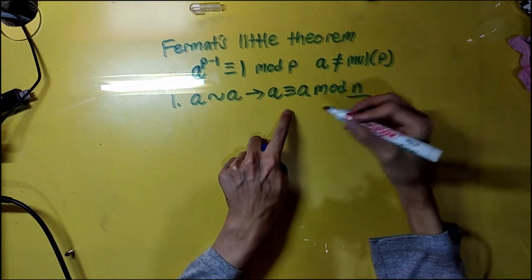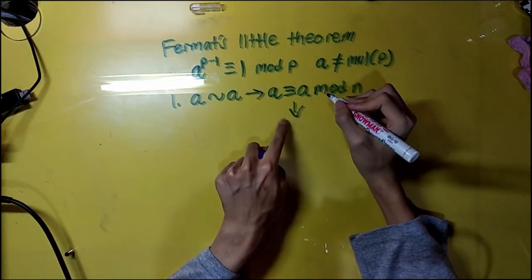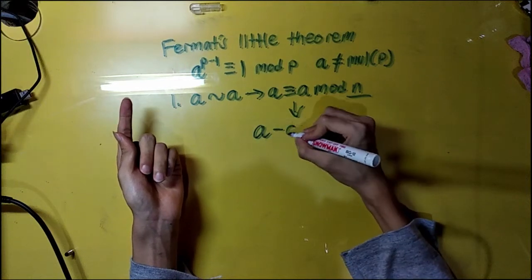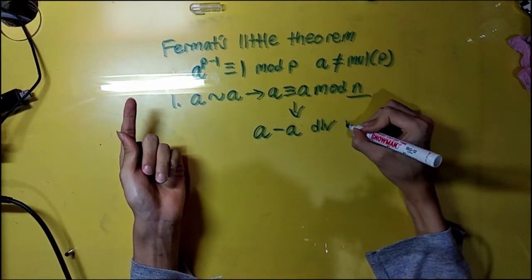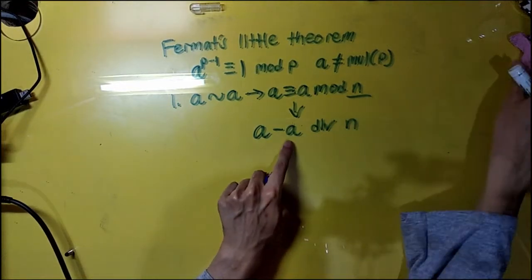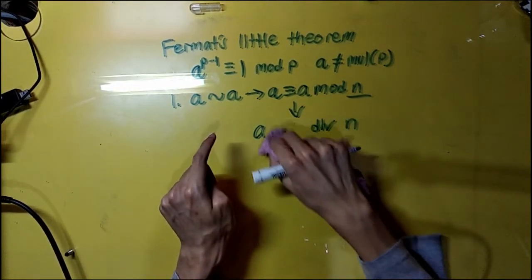And let's translate this again into English. a subtracted by a is divisible by any number n. Right, so what is a minus a? Well, that's obviously 0, right?